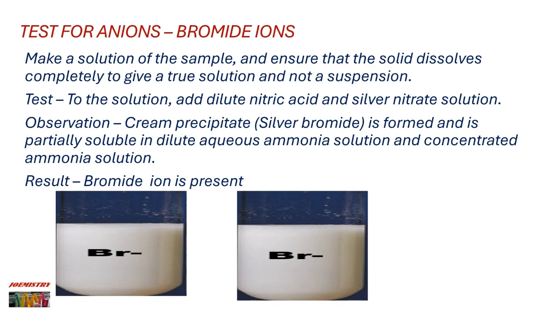Test for anions, bromide ions. Make a solution of the sample and ensure that the solid dissolves completely to give a true solution and not a suspension. Test. To the solution, add dilute nitric acid and silver nitrate solution. Observation. A cream precipitate, silver bromide, is formed and is partially soluble in dilute aqueous ammonia solution and concentrated ammonia solution. Result. Bromide ion is present.